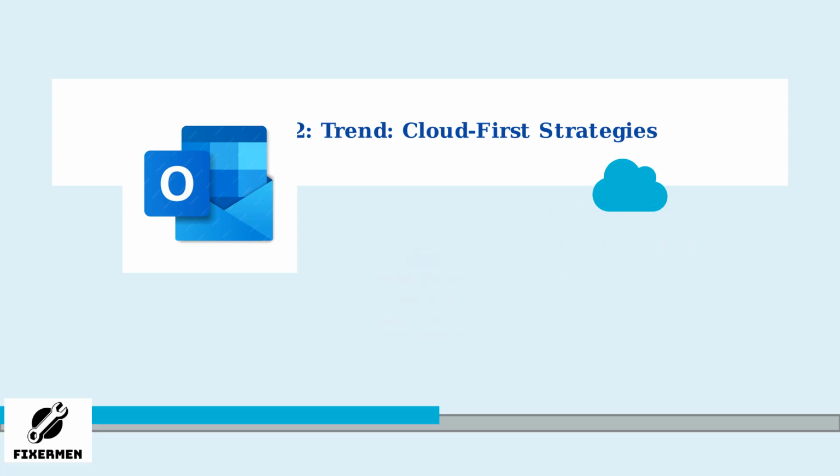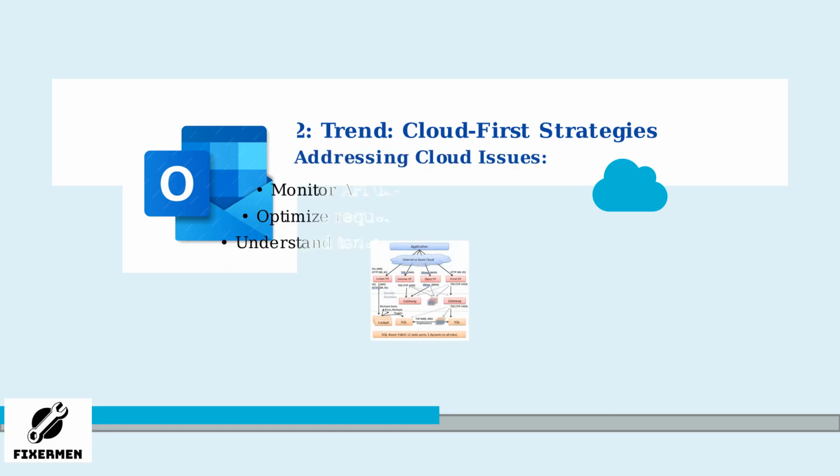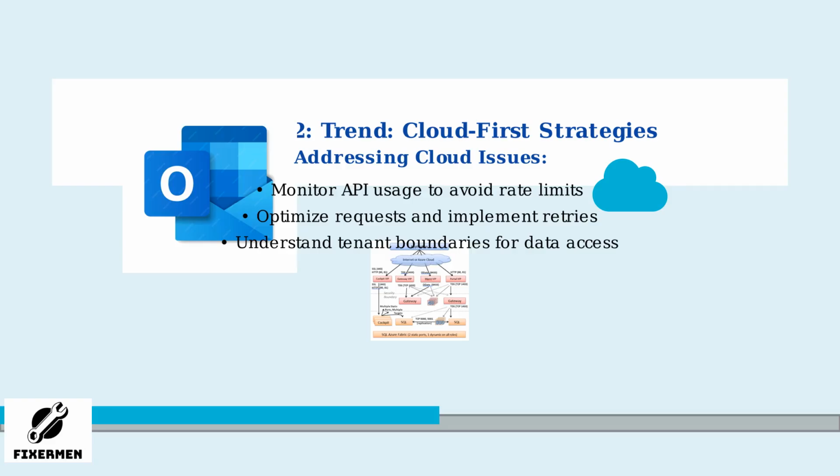To address these cloud-specific issues, monitor your API usage to stay within limits, optimize your requests by batching them when possible, and implement retry logic for failed calls. Also, understand tenant boundaries to ensure proper data access across your organization.